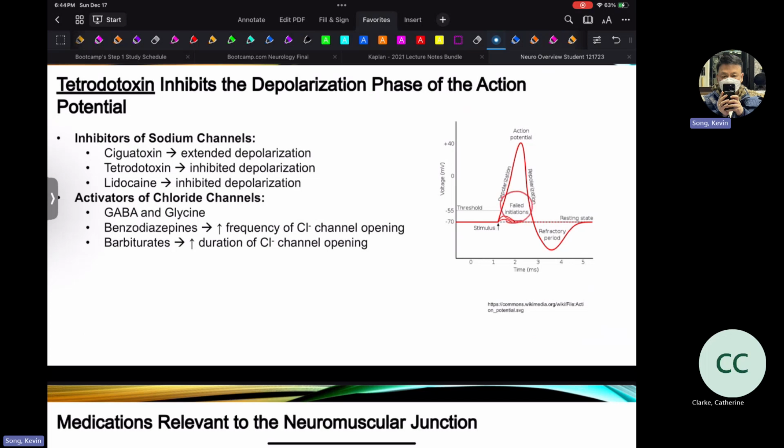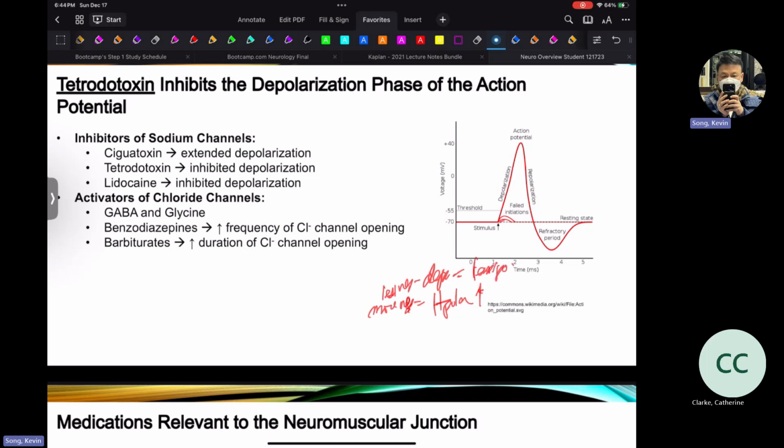Action potential. This action potential happens here. Depolarization. What does depolarization mean? Polar means more negative, more hyperpolar, more polar. And depolar means less negative. So less polar.